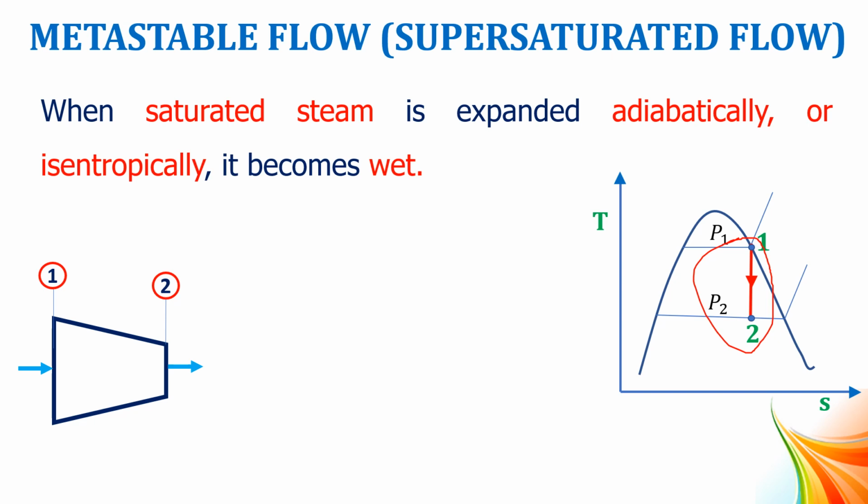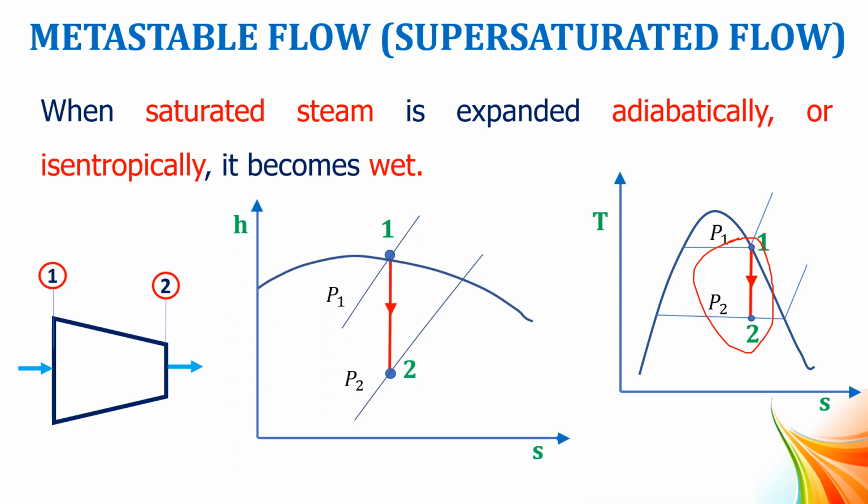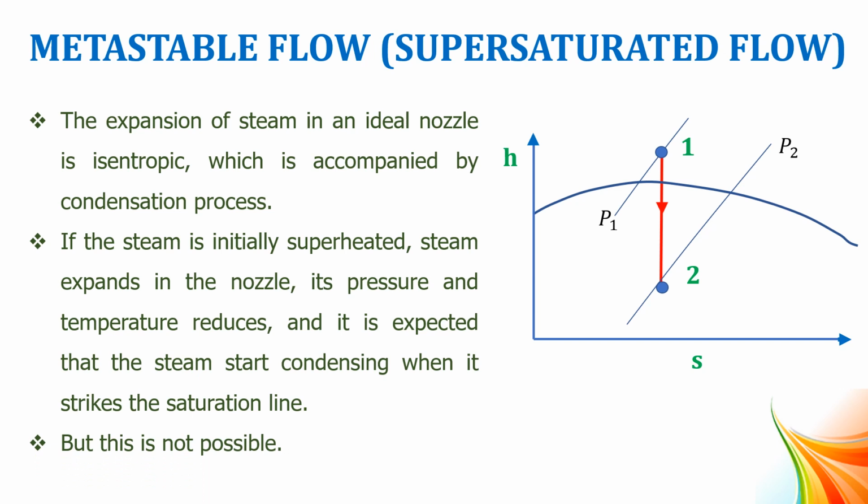1 to 2 is isentropic expansion. The superheated flow is above this dryness fraction line. In the Mollier diagram, this is called the dryness fraction line, x equal to 1. If it is more than x equal to 1, that is superheated. If it is less than x equal to 1, that is wet steam. The 1 is superheated steam, whereas 2 is wet steam.